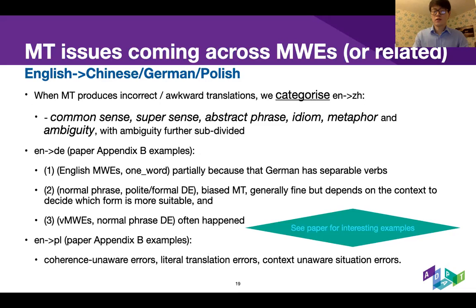This is due to one of the reasons that German has many separable verbs. Secondly, normal phrases in English are usually translated into polite or formal form in German. This is a very biased machine translation issue. We do suggest you check our paper for the very interesting examples we listed. And finally, verbal multiple expression in English are usually translated as non-verbal multiple expression, as normal phrase in German, and this can be addressed in future machine translation research. For English to Polish translation, it usually falls into coherence and awareness errors, literal translation, context and awareness situation errors. We also have very interesting Polish examples in our paper.